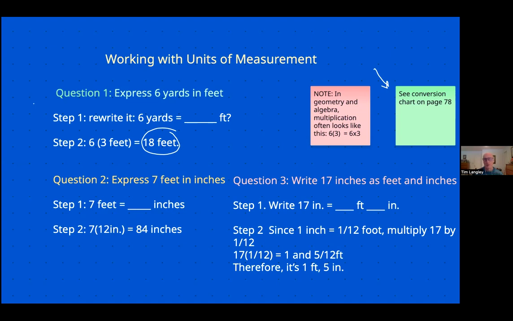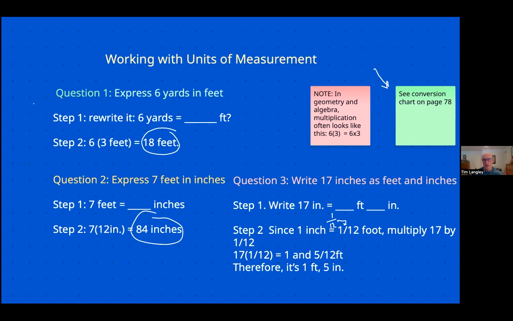Okay. Question three, write 17 inches as feet and inches. So step one, we've rewritten the problem. 17 inches equals feet plus inches. Step two, since 1 inch is 1/12 of a foot, now that gets a little bit tricky because we're talking about fractions. So this is the fraction 1/12 that I've got here on the screen. If I multiply the 17 inches by 1/12, I get 1 and 5/12 feet, okay? Therefore, it's 1 foot and 5 inches left over.